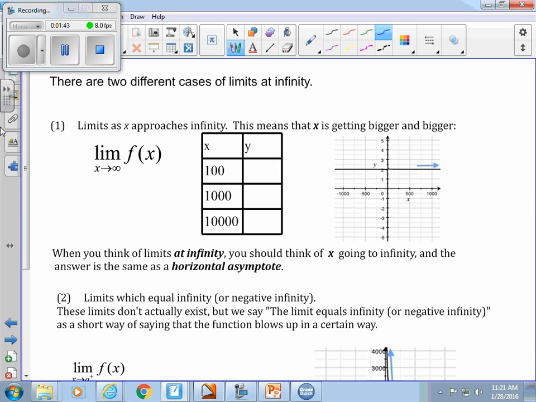There are 2 different cases of limits at infinity. And that's what we're going to spend the next 2 days talking on. Those of you gone with beta tomorrow, we're going to focus on limits as x approaches a vertical asymptote, and so the answer to the limit will be infinity or negative infinity.